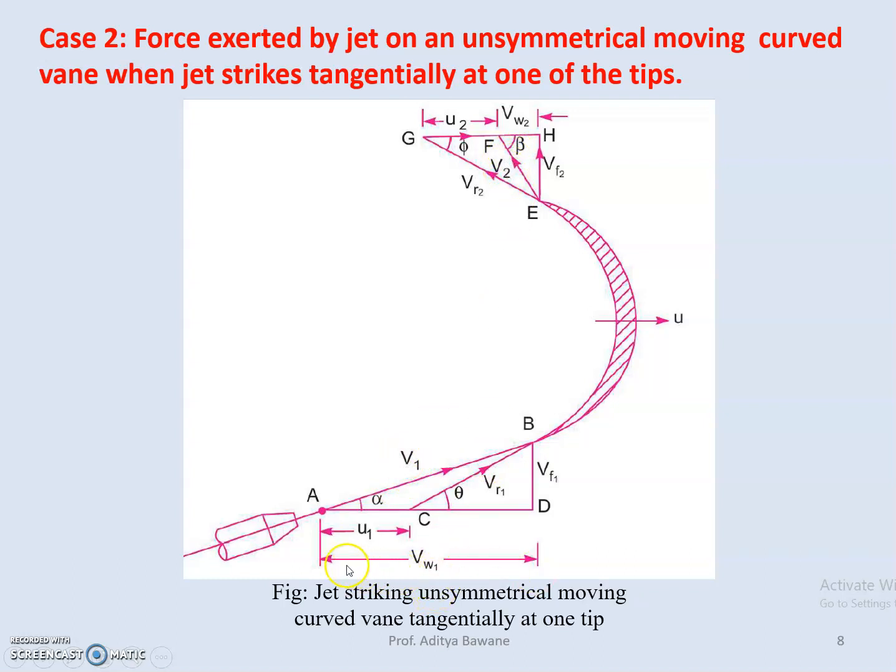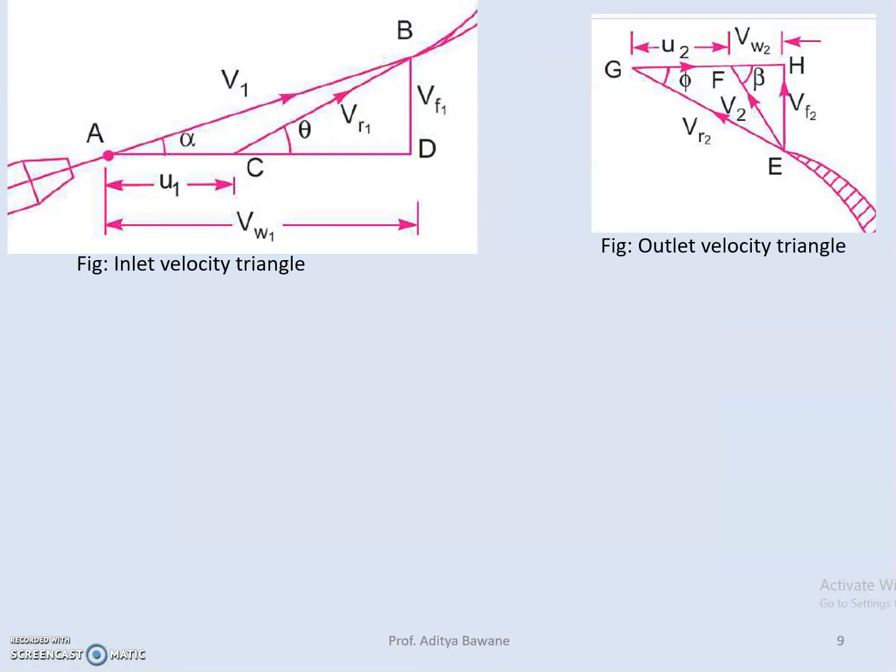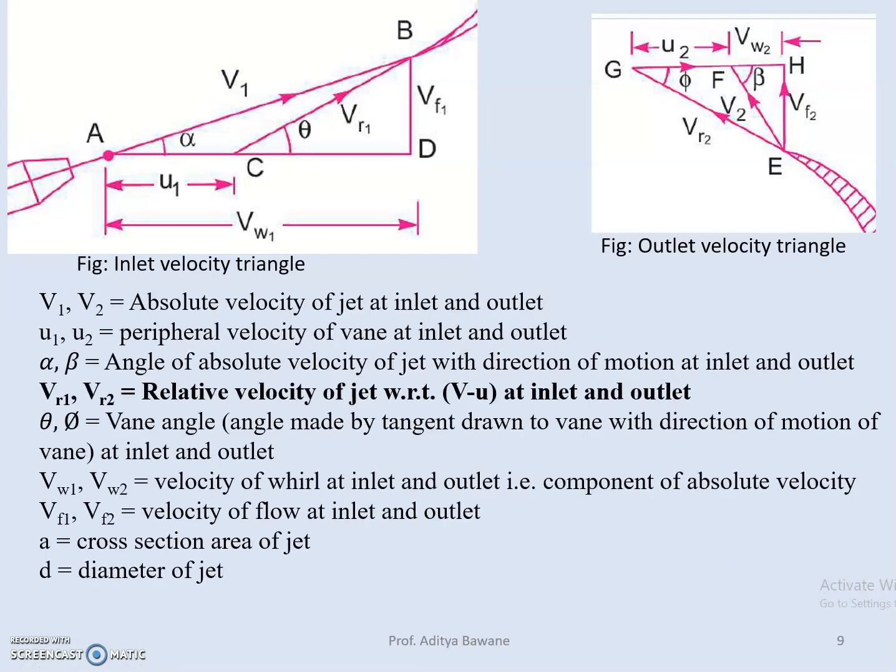Vw1 is the whirl velocity, or the velocity which causes the displacement of the plate in the x direction. Similarly Vw2 at outlet. Vf1 and Vf2 are flow velocities. These inlet and outlet triangles are quite important for calculation of force. Let us learn one by one. So this is the inlet triangle and outlet triangle.